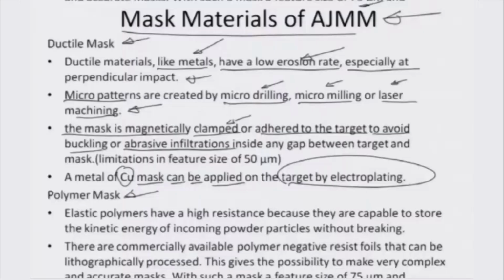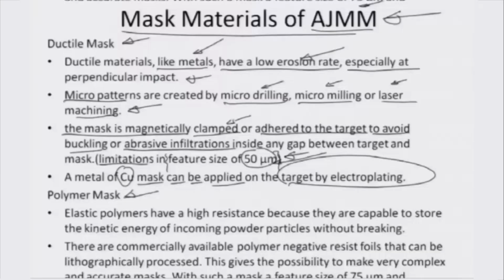So, the limitation in this kind of machining is that the machining can be done over a feature size of 50 microns or more. Going below 50 microns is a very challenging task, particularly when you are using this abrasive jet micro machining. And of course, metals have this tendency of high ductility. So, there is an advantage that the mask does not get corroded that easily in comparison to some of the other probably brittle kind of materials which are used for the mask making process, one of them being polymers.